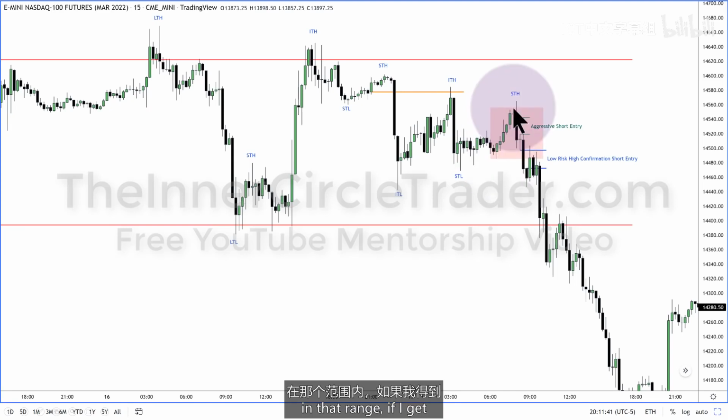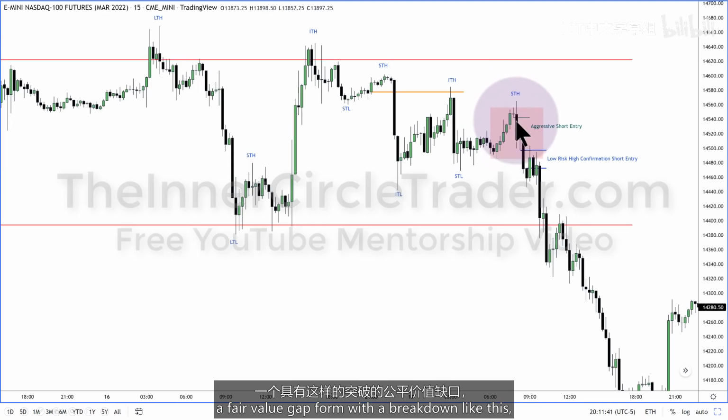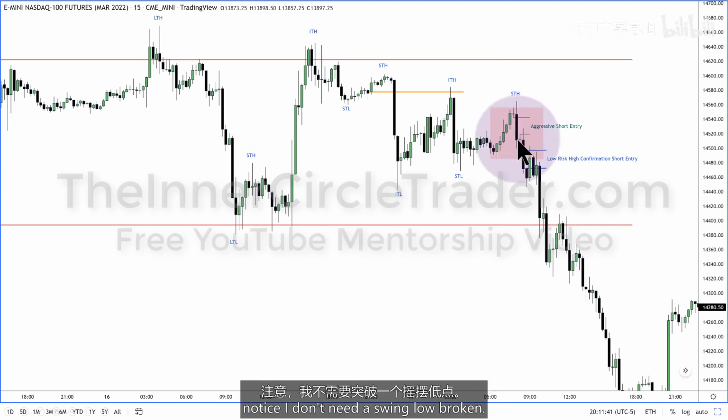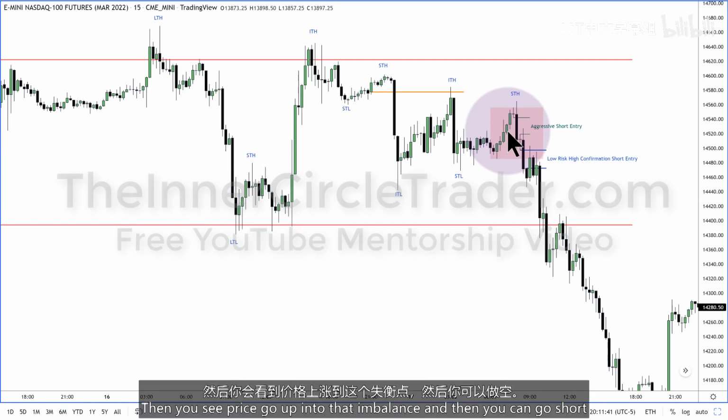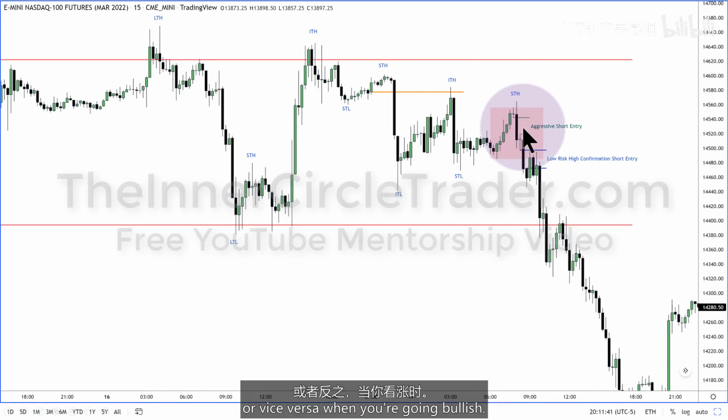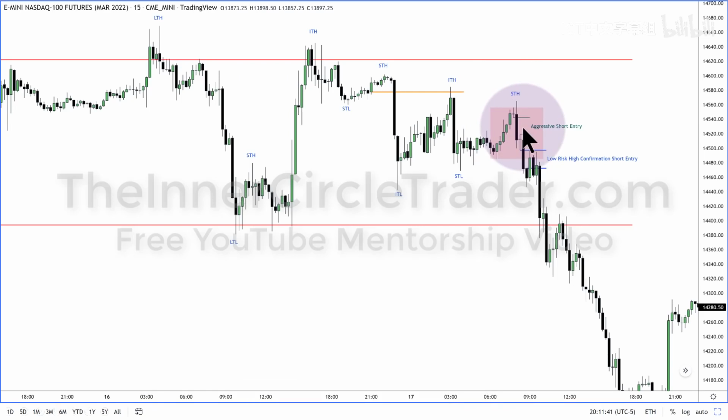in that range, if I get a fair value gap form with a breakdown like this, notice I don't need a swing low broken. Notice that? On the model I'm teaching you, you have to look for what? The short-term low being broken. That's your market structure shift. Then you see price go up into that imbalance, and then you can go short. Or vice versa when you're going bullish.